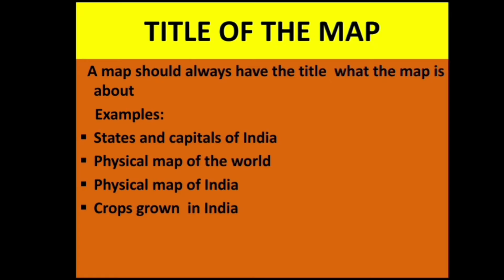So, first is the title of the map. Title of the map means the heading of the map by which the map is related. It means what kind of information we are showing should be clear from the title of the map. If we are showing the states and capitals of India, the title must be the states and capitals of India. If we are showing on a map the different types of crops grown in India, the title should be crops grown in India. So this is very important and the first part of the map.